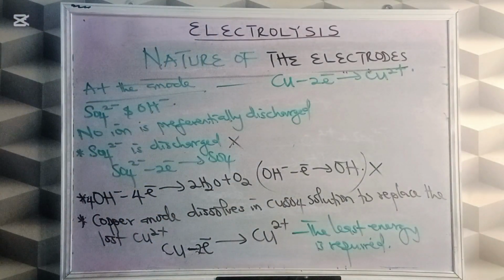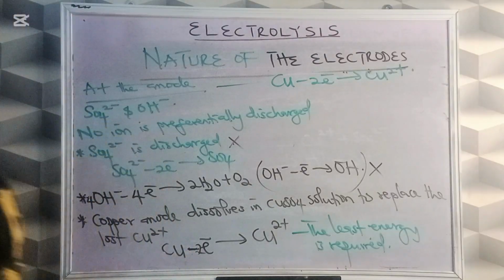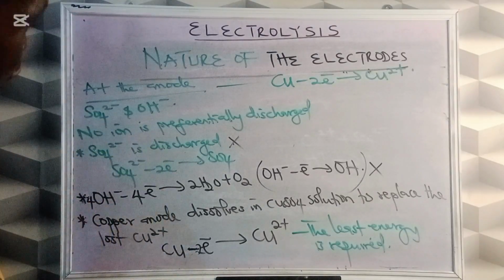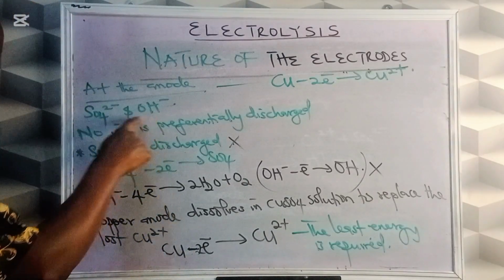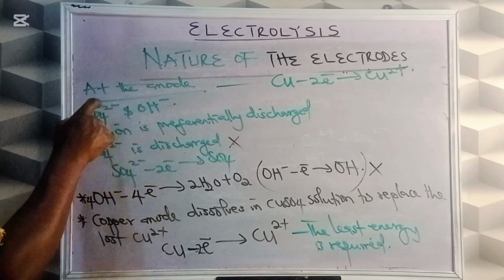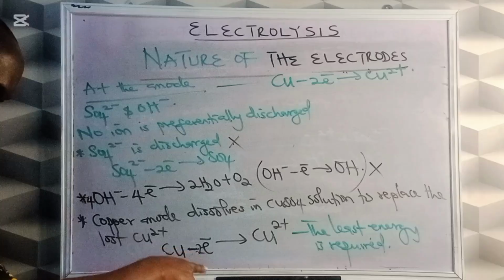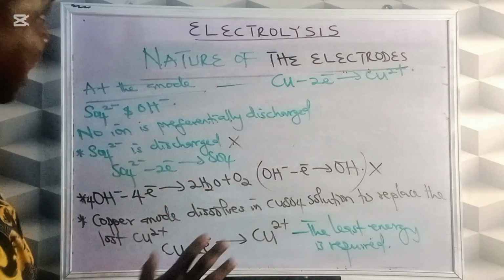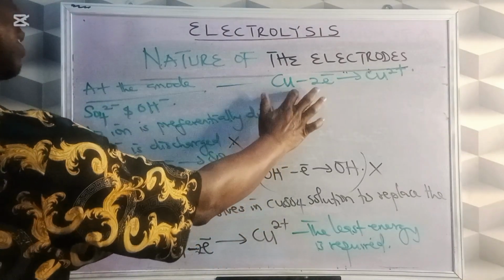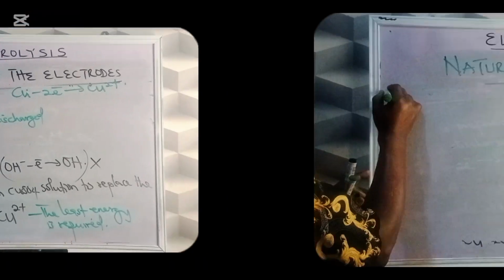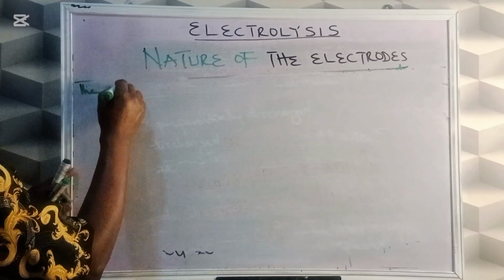No one will discharge out of the two. So what will happen at the cathode? The copper anode will dissolve and go into the solution to form copper 2 ion. This is the anodic reaction.